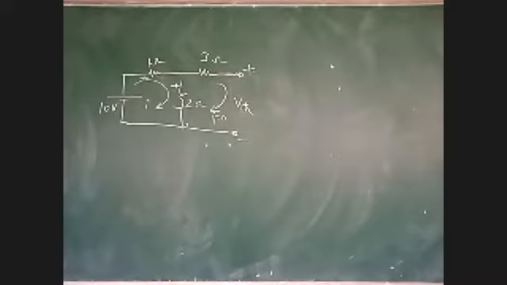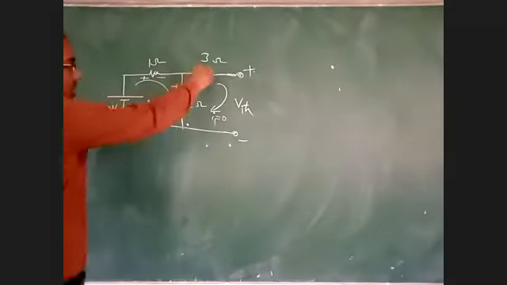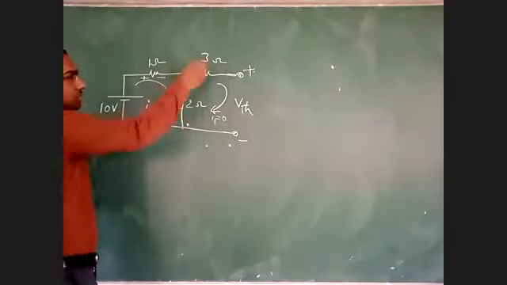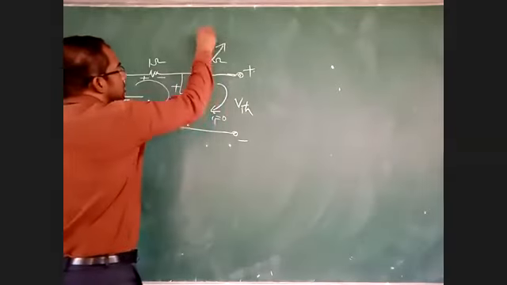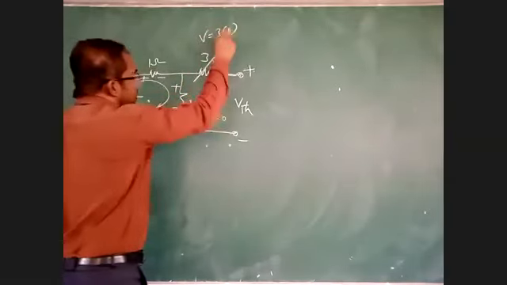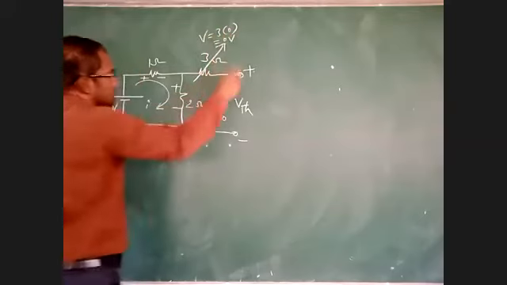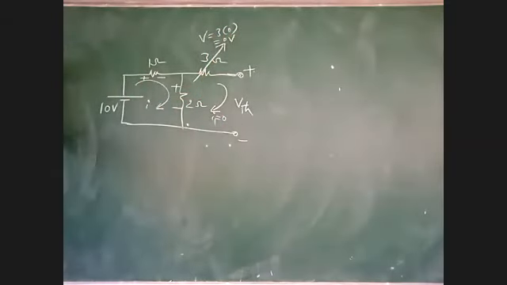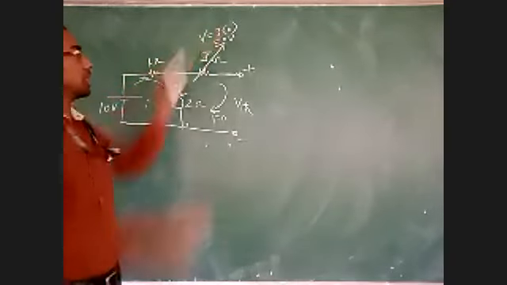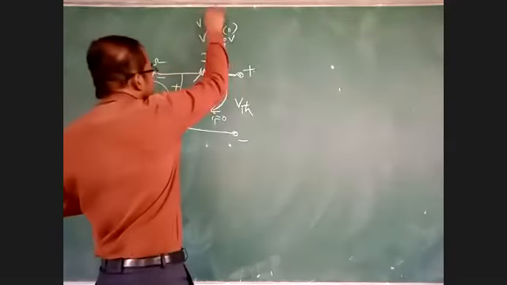Zero. Because this 3 ohms is related to this loop, I is 0. If I is 0, V is equal to 3 into 0, that is I into R. What is the voltage in this? 0. V is equal to I into R.